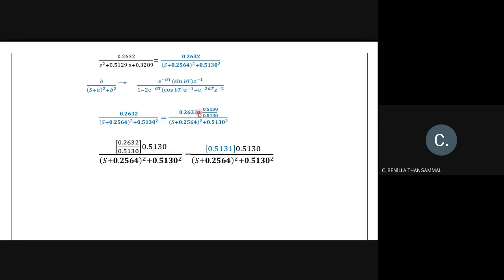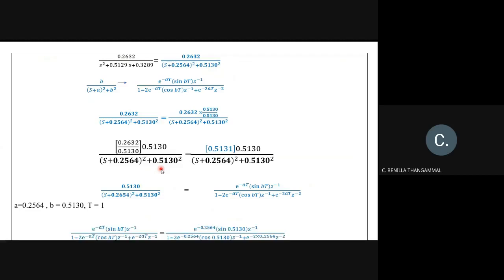So now what happens here? a into b by c can be written as a by c into b. So 0.2632 divided by 0.5130 into this one. So this one is nothing but 0.5131. So now b divided by s plus a whole square plus b square. Now we can substitute your formula. So by substituting your value of a as 0.2564, b as 0.5130 and T as 1, you'll be getting your answers here.